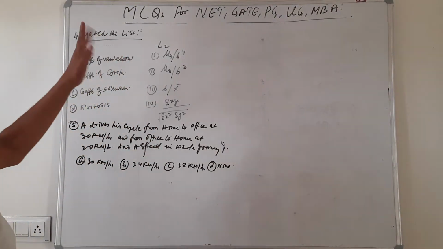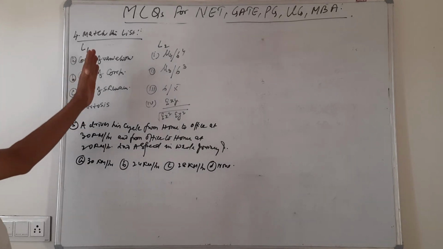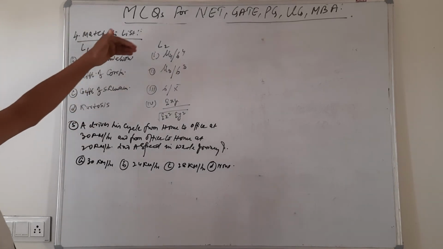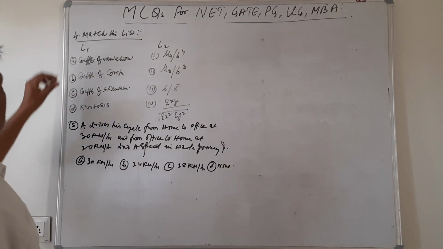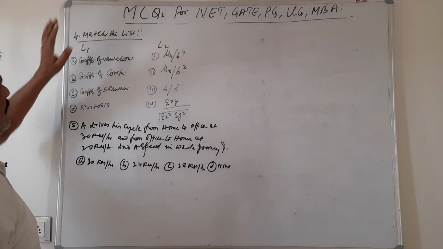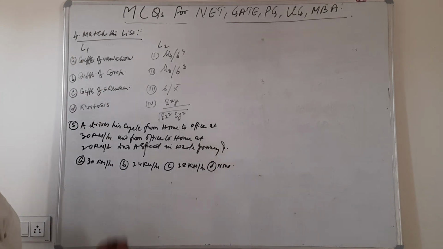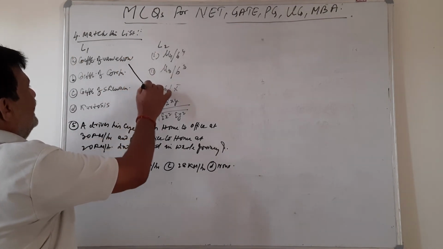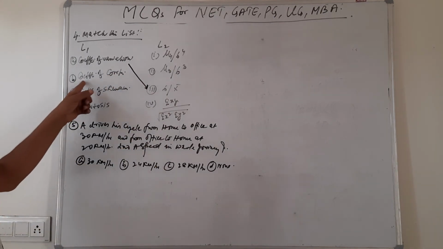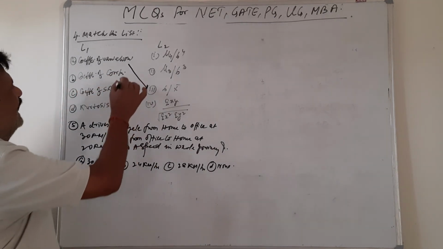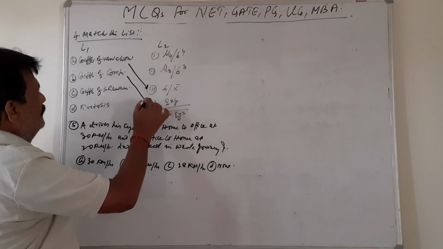Now let me explain another question. This is question number 4. Here we have been given certain things in list 1 and certain expressions in list 2. We have to match them. Now coefficient of variation is SD by mean. So definitely this is it. Coefficient of correlation is this one.